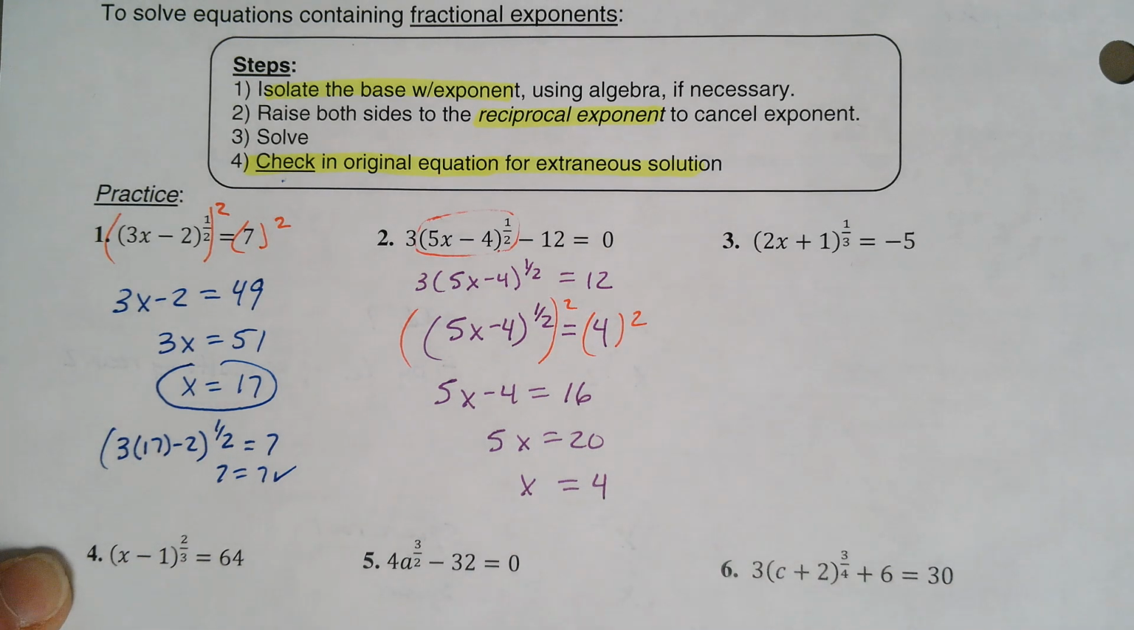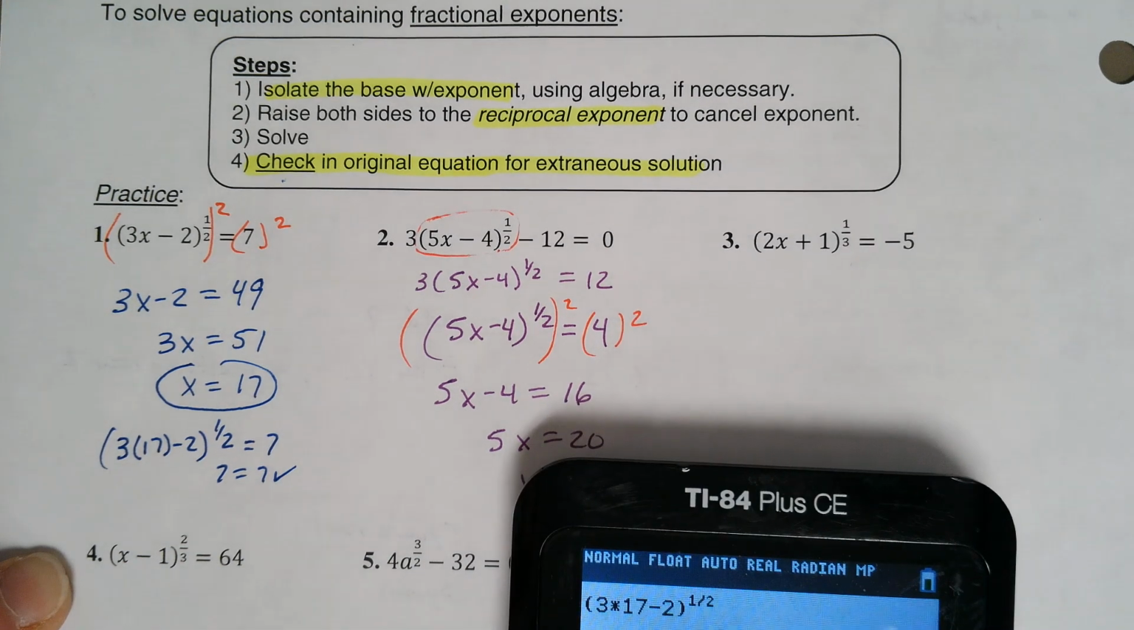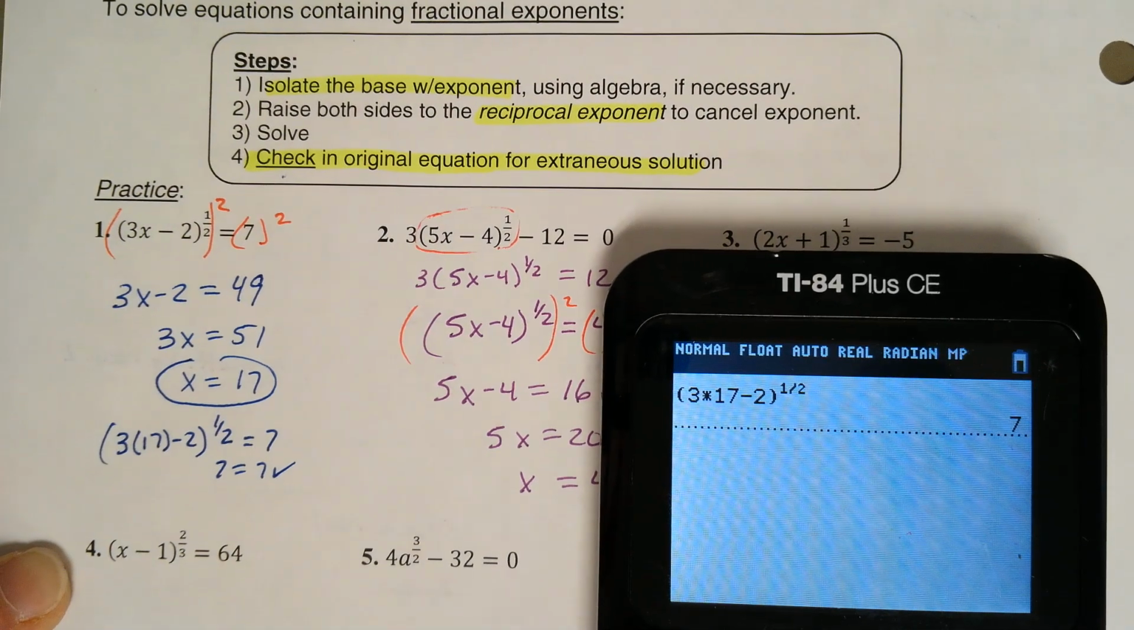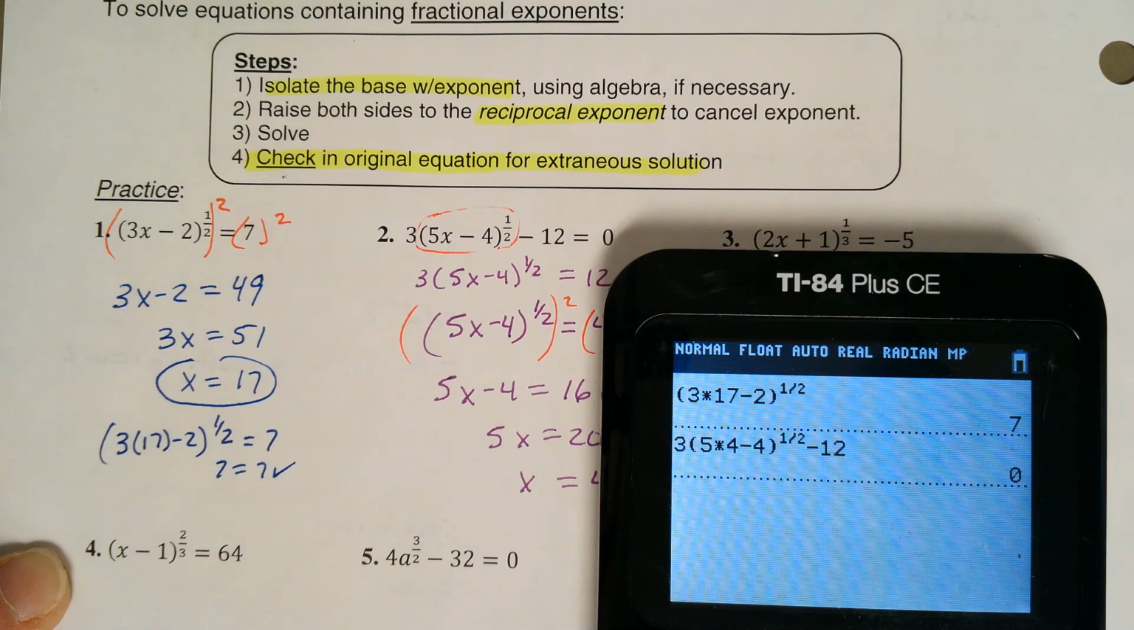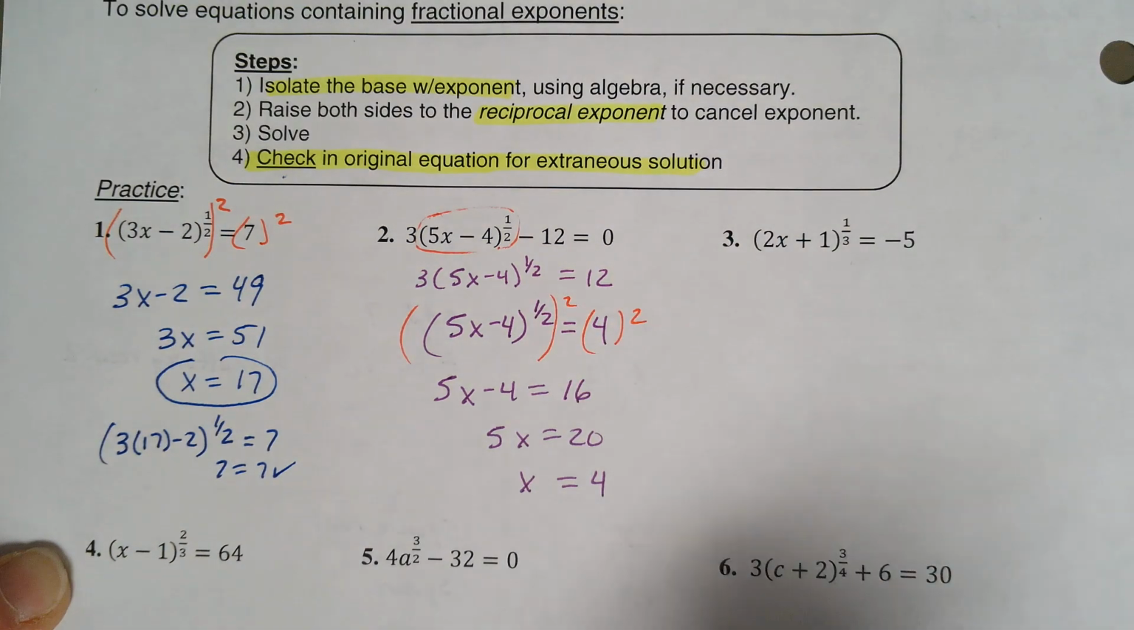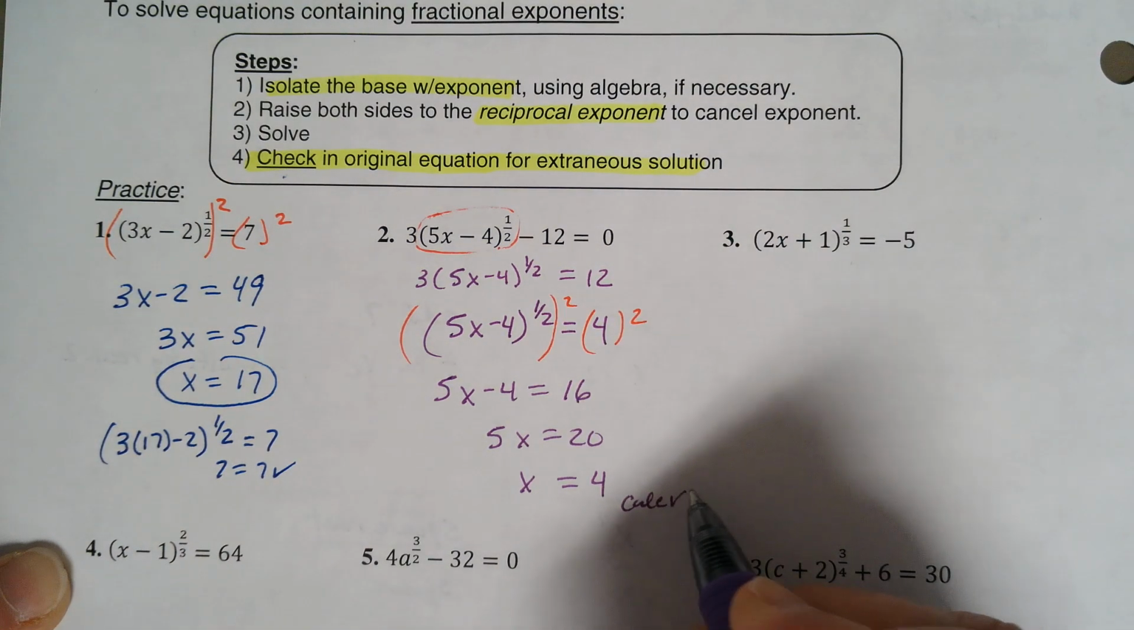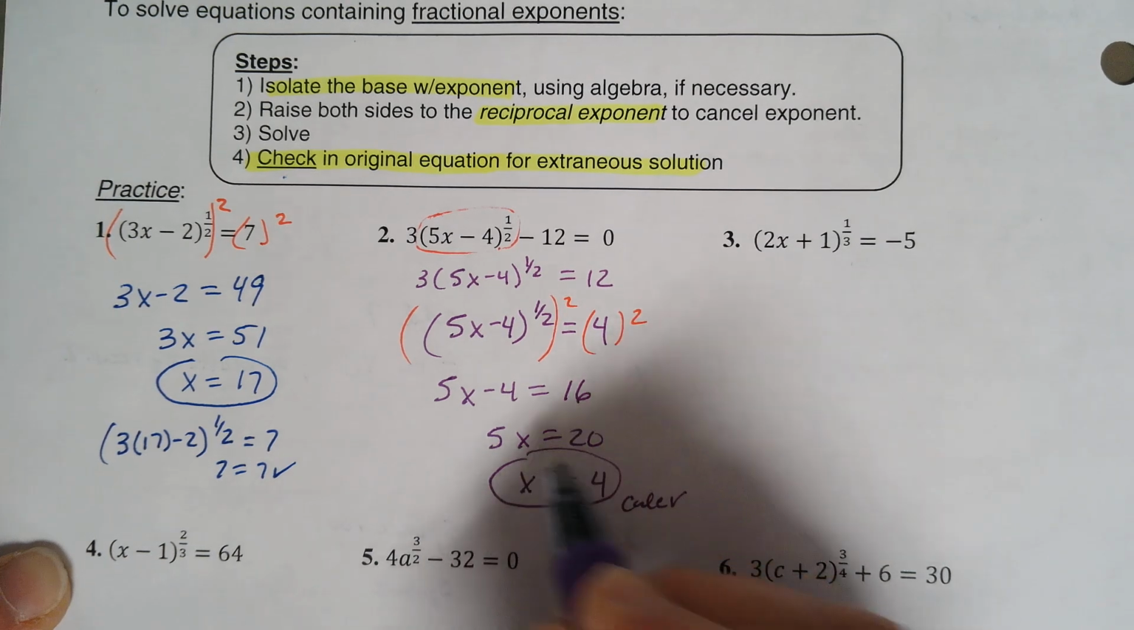Now check, back into the original. And the original is 3 times, or 3 parentheses rather, 5 times 4 minus 4, close parentheses, raised to the 1/2, minus 12. Is that 0? Yes, it is. We did a calc check. X equals 4 is our answer.